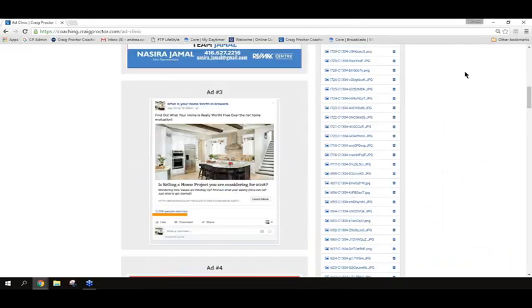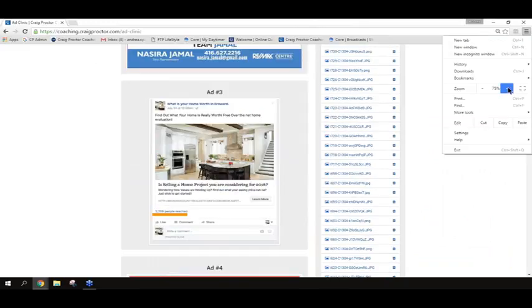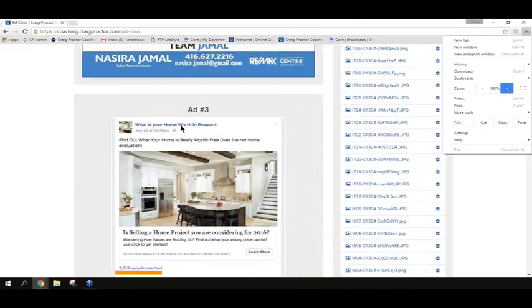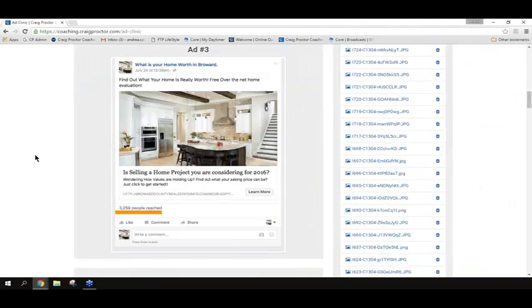All right. Ad number 3, I'm going to make it a little bigger. We did look at this ad before we began, and the only thing that I could suggest is you probably want to have the domain name above the image as well as below, but other than that, that looks good to me. Yep, absolutely. Is selling your home a project you're considering for 2016? Wondering how values are holding up. Find out what your asking price can be. Just click to get started.